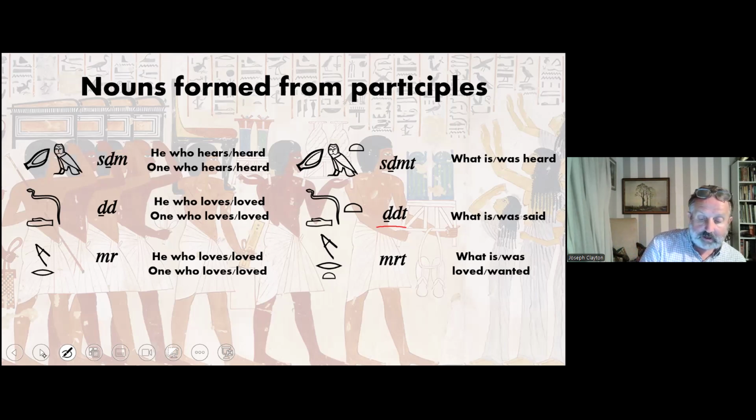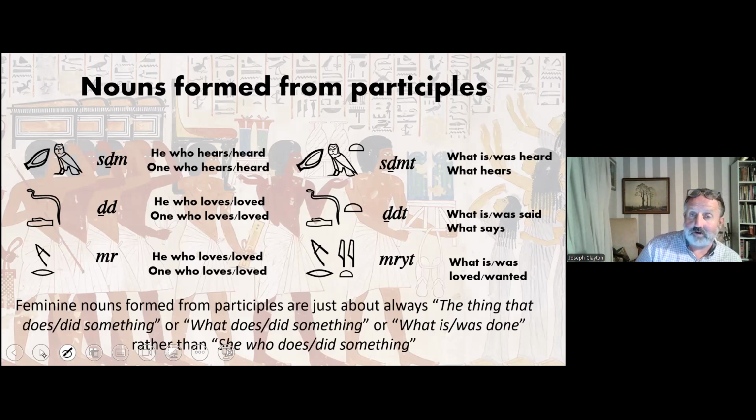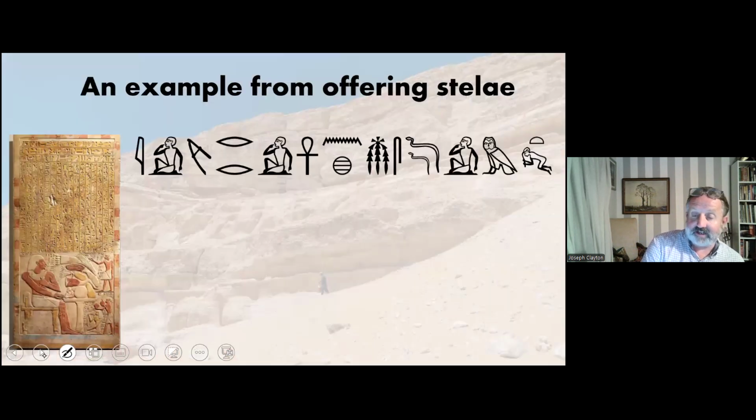But the main thing is this: the feminine ones virtually never mean she who hears. They're virtually always the thing that does something, or what was done. So don't forget that. As an example from an offering stealer, this is a good one.